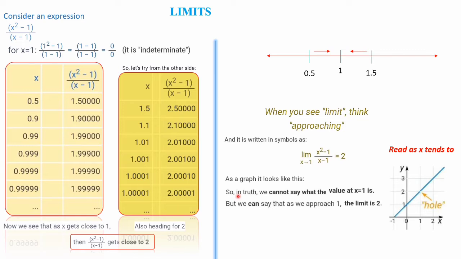We are not able to tell at x is equal to 1 what the value is, because it is indeterminate, 0 by 0. But we can say that as we approach 1, the limit is 2. Next, let's try to define the limit of a function.